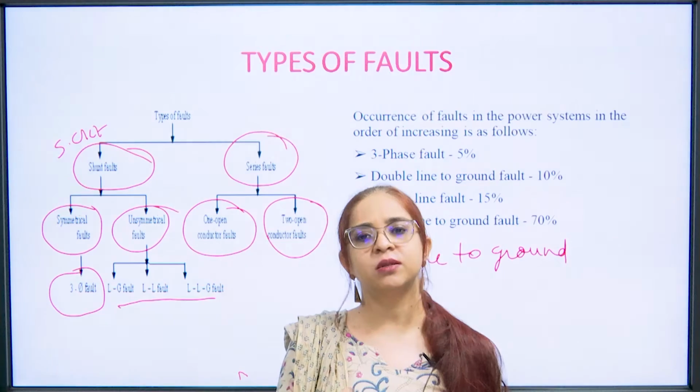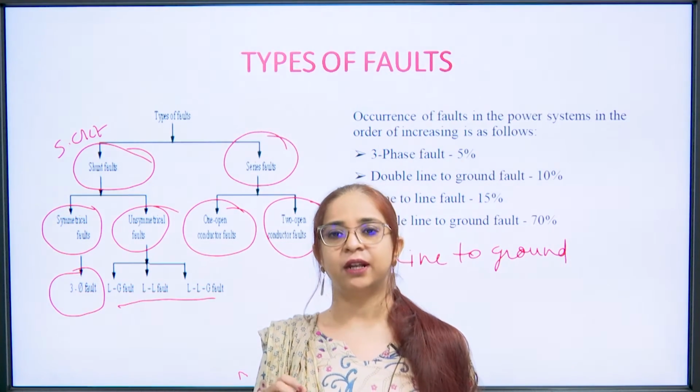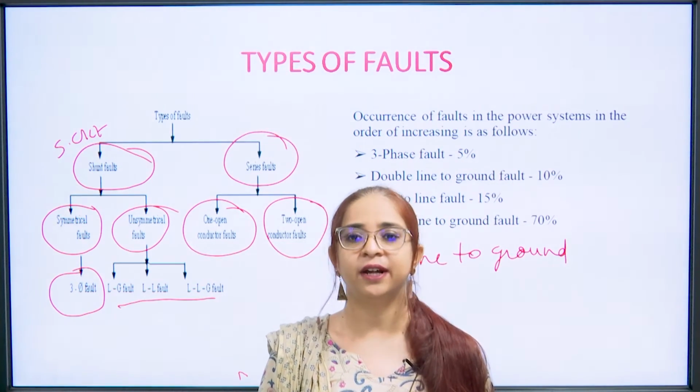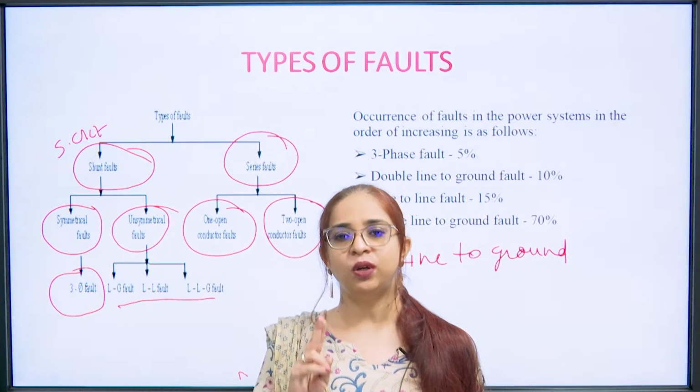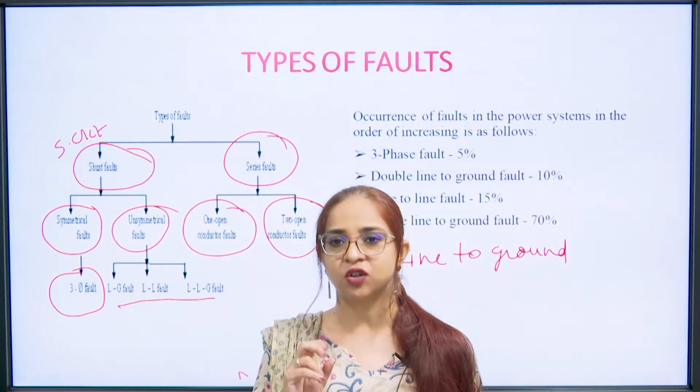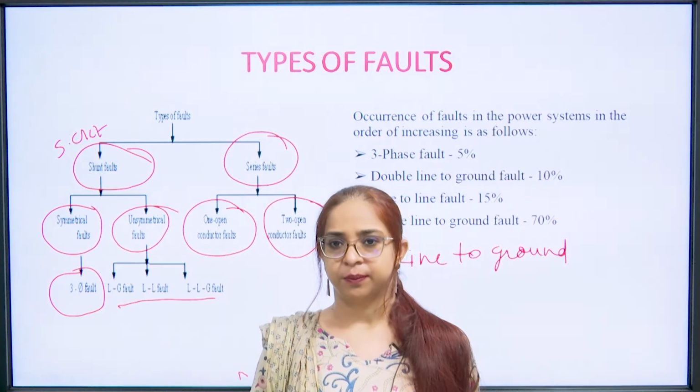Second category which comes under unsymmetrical fault, that is LL fault. LL stands for line to line fault. What happens in this case? Any two lines of three phase system get short circuited together.